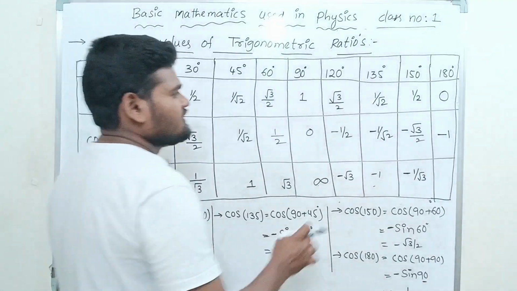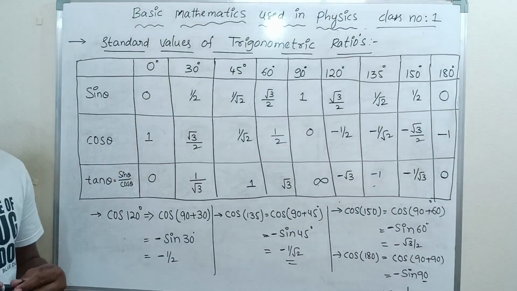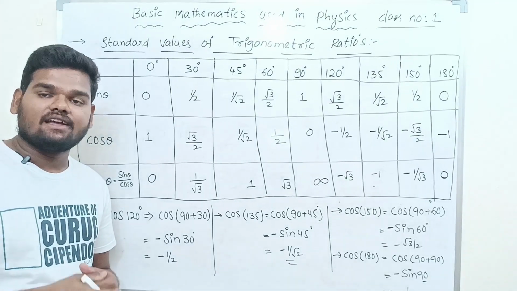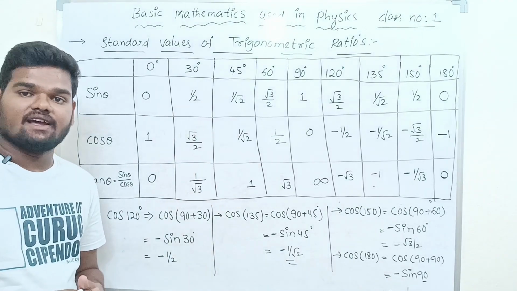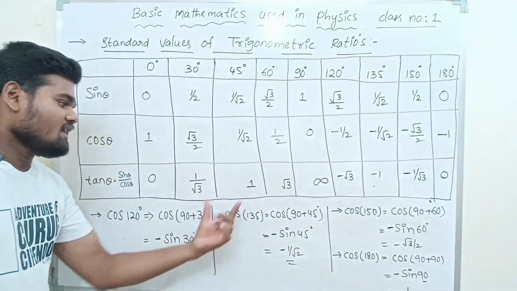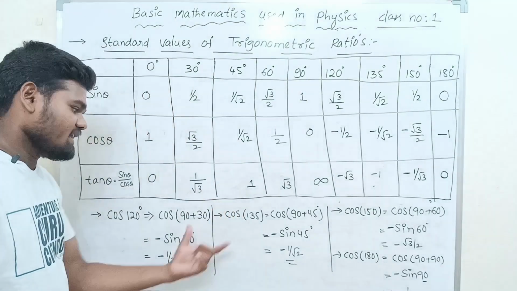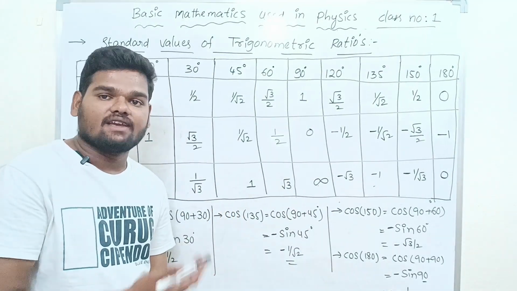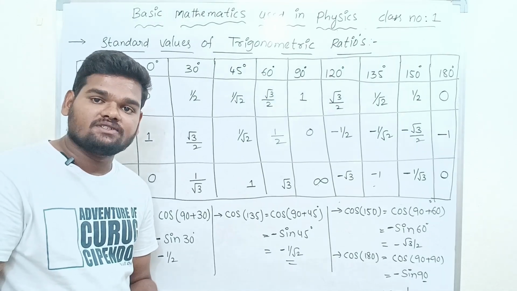Okay. Next one. So these are the fixed values of sin theta, cos theta, tan theta from 0 degrees to 180 degrees. I hope you learned how to write the trigonometric values at a given angle. Is it clear? Any doubts?